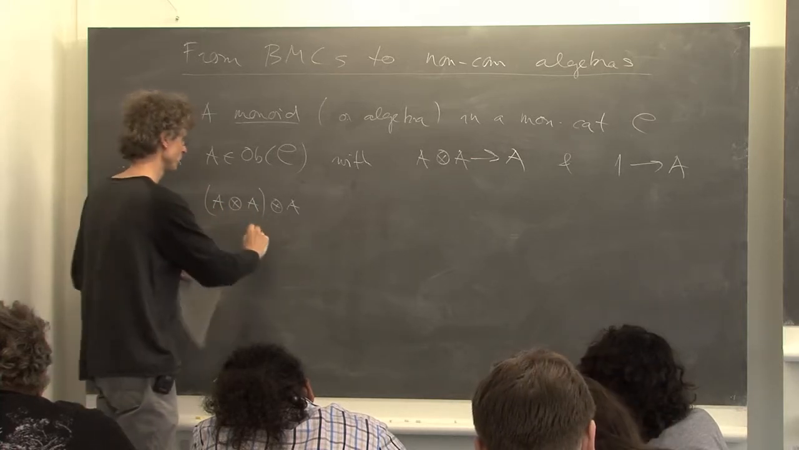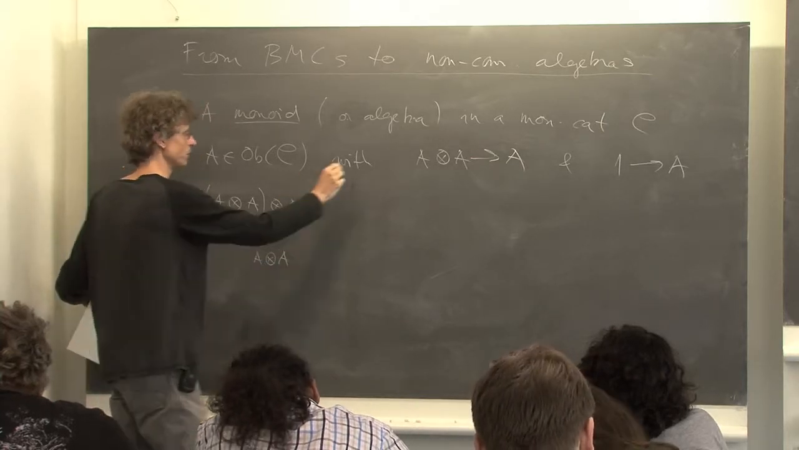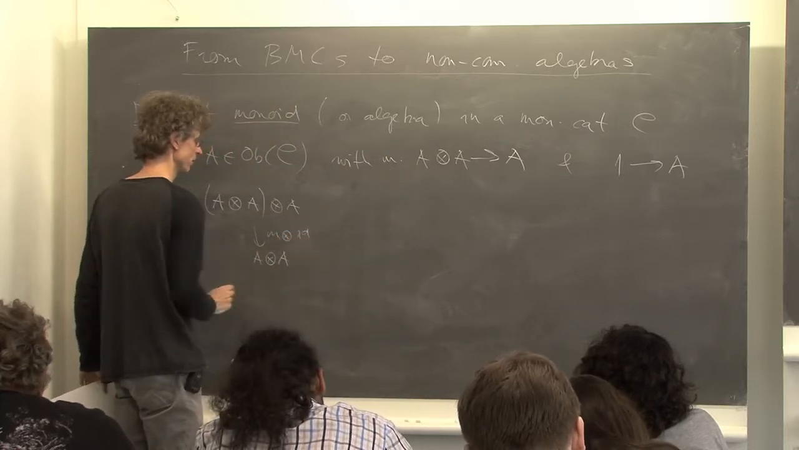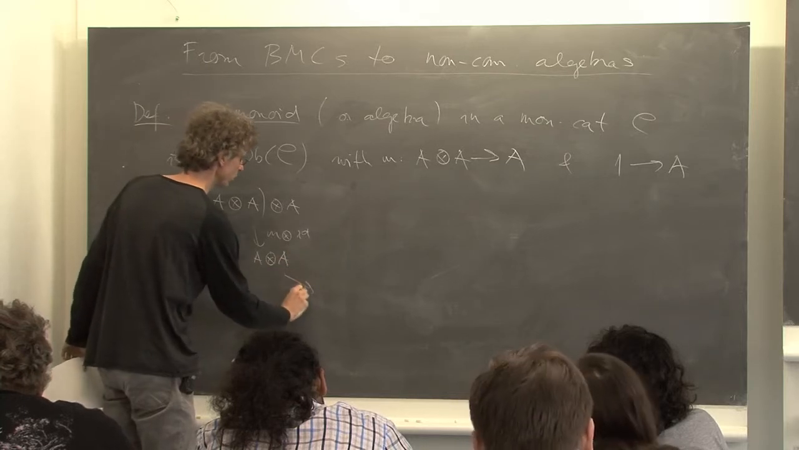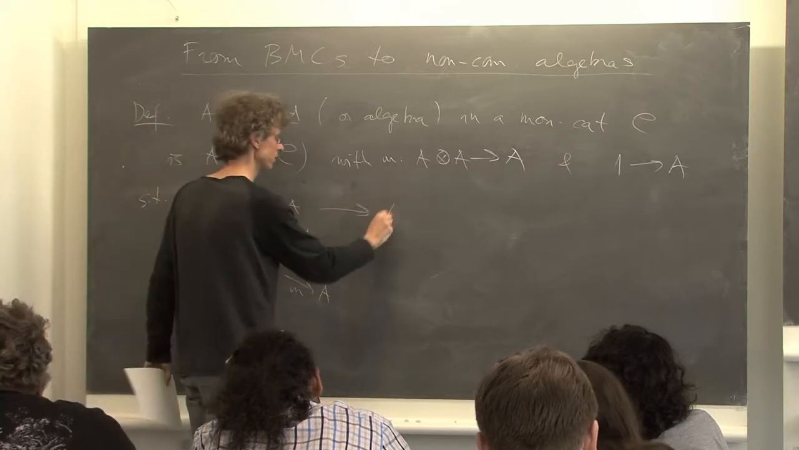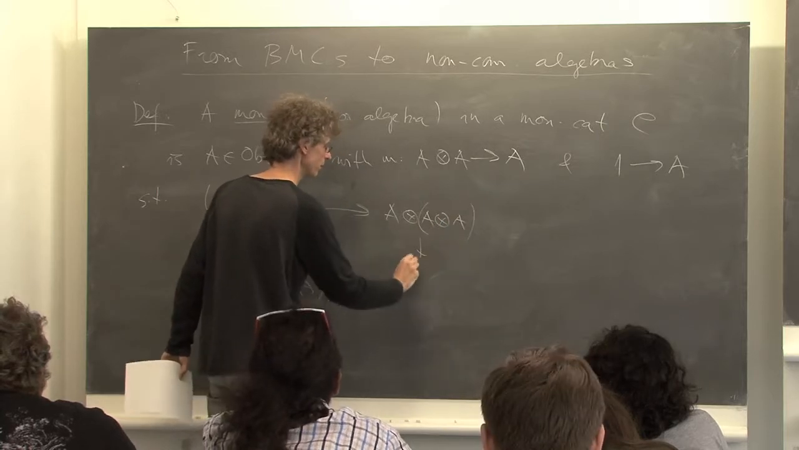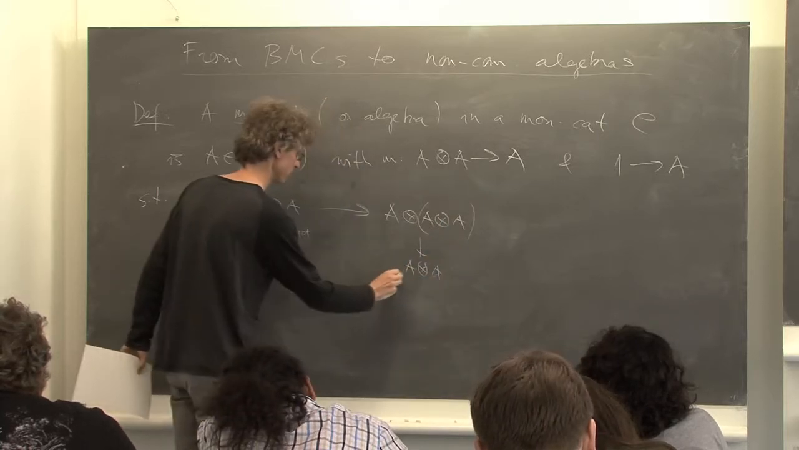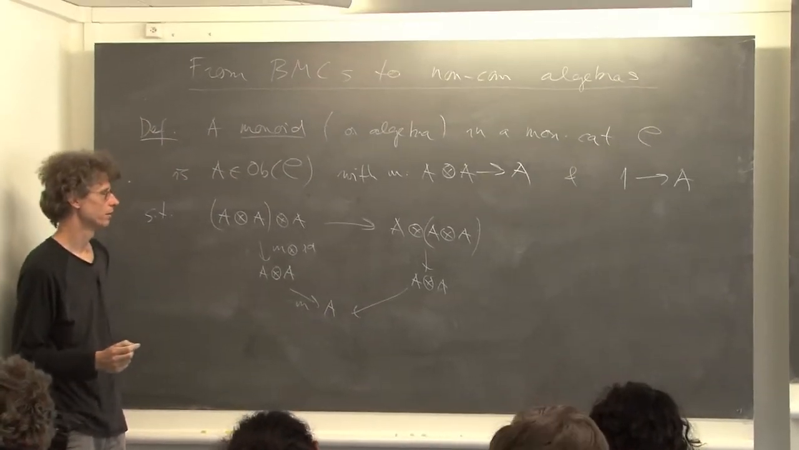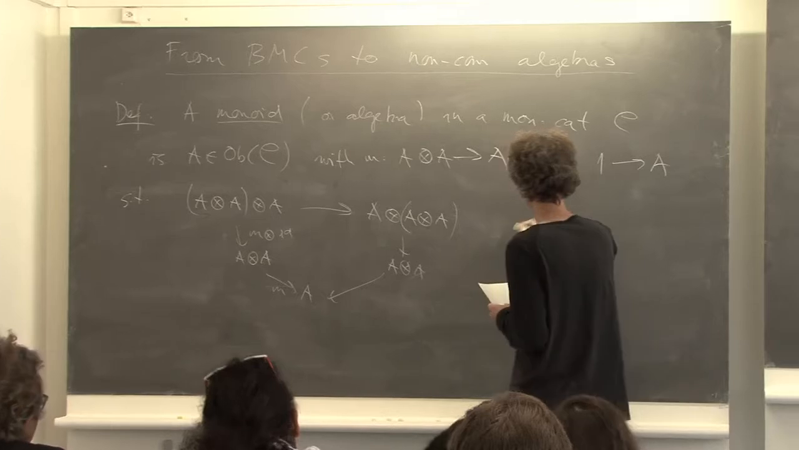So what can we do? We can take the product here, A tensor A inside. So if this is M, this is probably like M tensor identity. And then we can take the product, go to A. Or we can re-bracket things, go to A tensor A, again to A tensor A. So this should commute, and then there should be something with those ones, which is probably something like that.